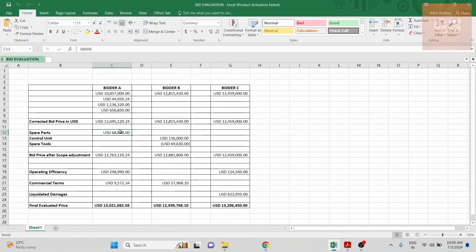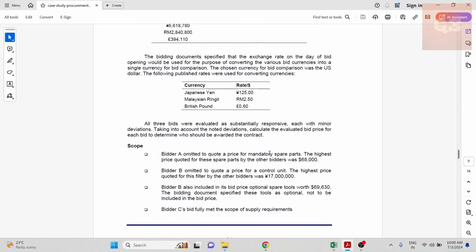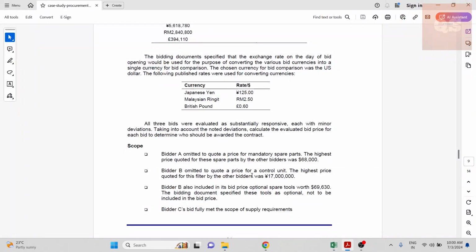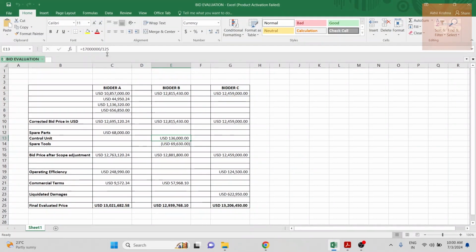So spare part 68,000 is done. For others, the spare part is provided, so we did not consider anything for that. Now bidder B omitted to quote a price for a control unit. The highest price quoted for this by other bidders was 17 million Japanese yen. Again, that is also mandatory, which bidder B did not include, and we are using that highest quote. So here if you see the control unit for A and C, it is fine. So that 17 million is converted into US dollars, and the control unit price we are adding is 136,000 US dollars.